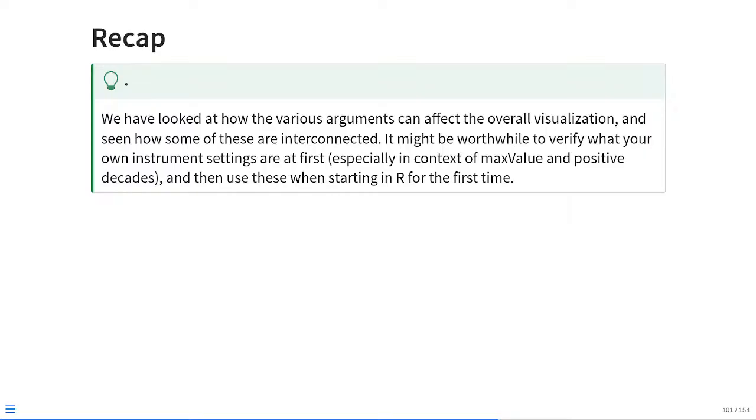So in recap for the spectral flow cytometry dataset, we've looked at the various arguments and how they can affect the overall visualization of our data, and we've seen how some of these are particularly interconnected with each other. So it's oftentimes best to verify what your instrument settings are, and then just use those as you're setting up your transformation in R. But if you don't have those, just go ahead and mess around with the individual values until you get good resolution, just remembering that they can be interconnected, so be cautious about what you end up doing.